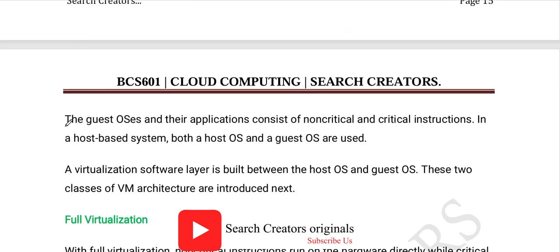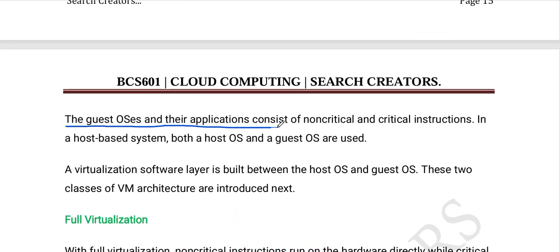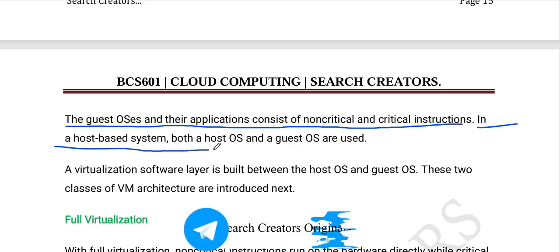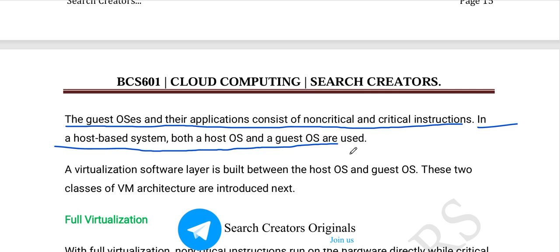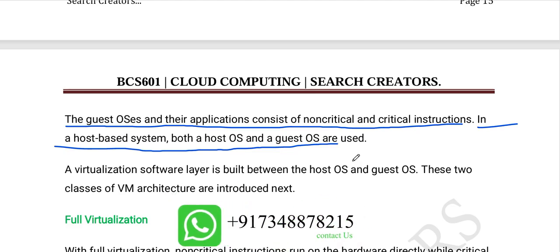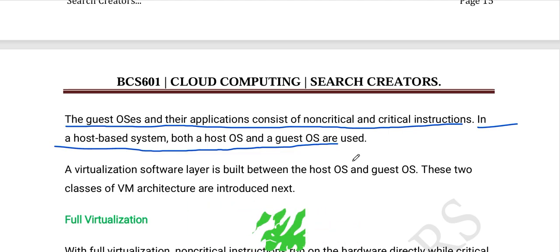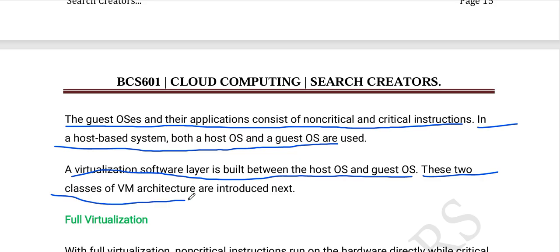The guest OSs and their applications consist of non-critical and critical instructions. In a host-based system, both a host OS and the guest OS are used, and a virtualization software layer is built between the host OS and the guest OS. These two classes of virtual architecture are introduced next.